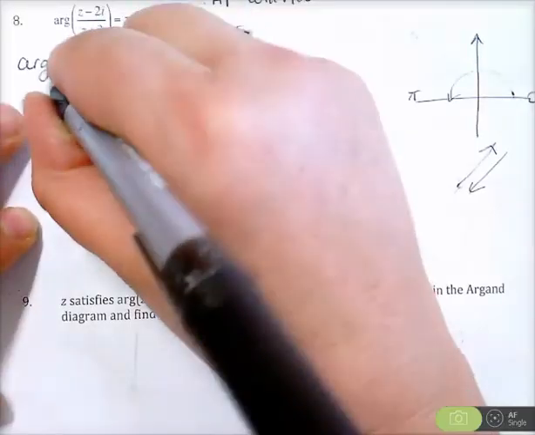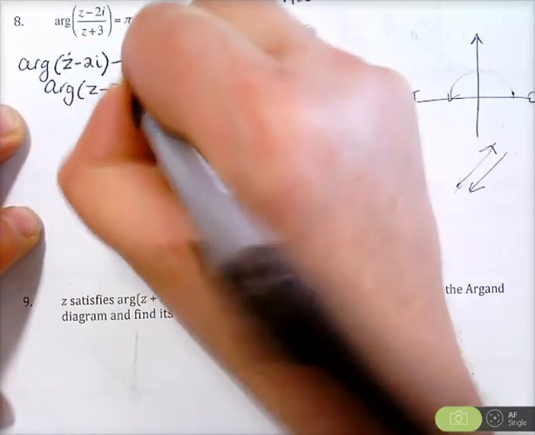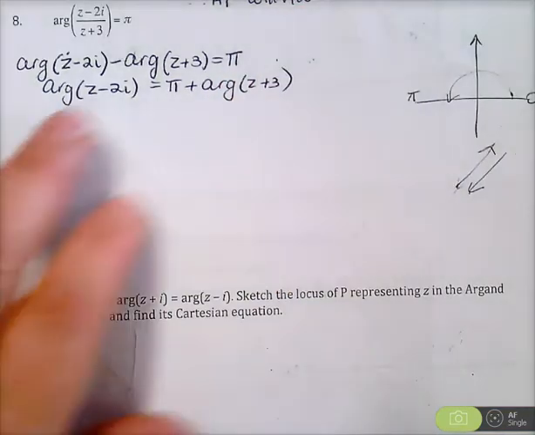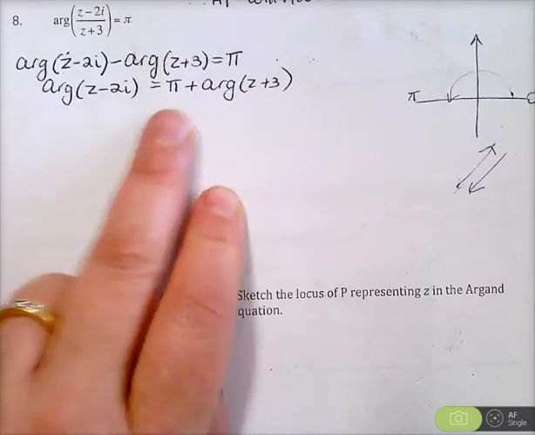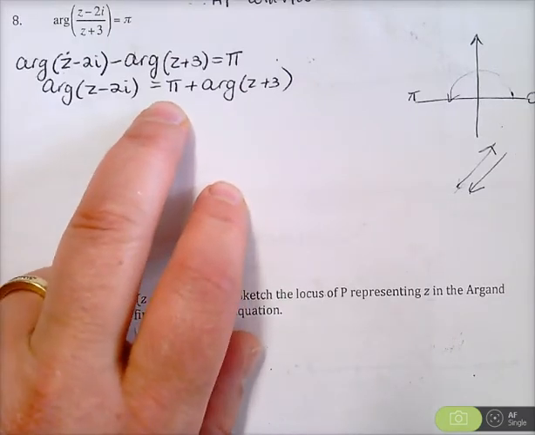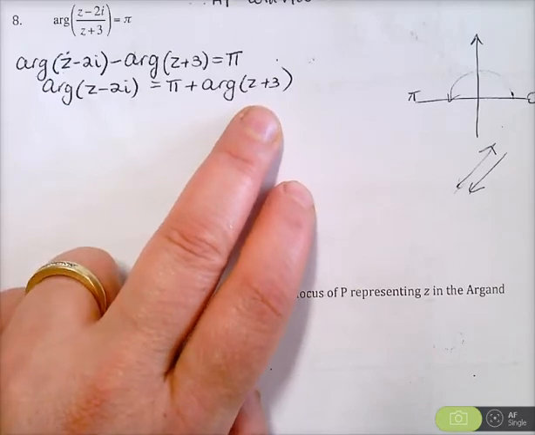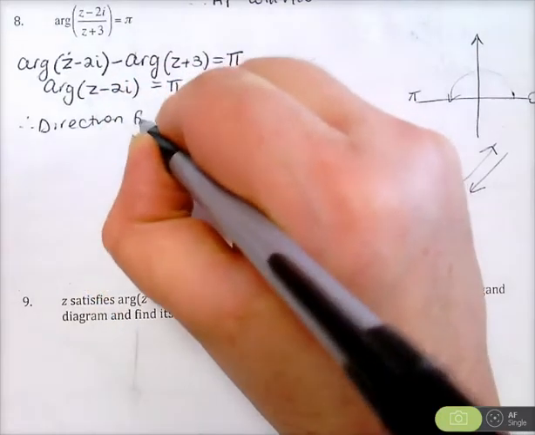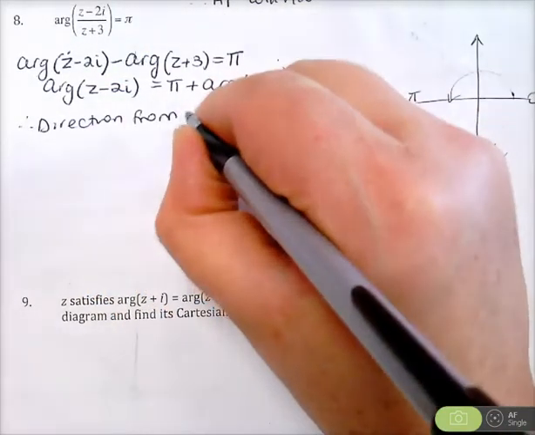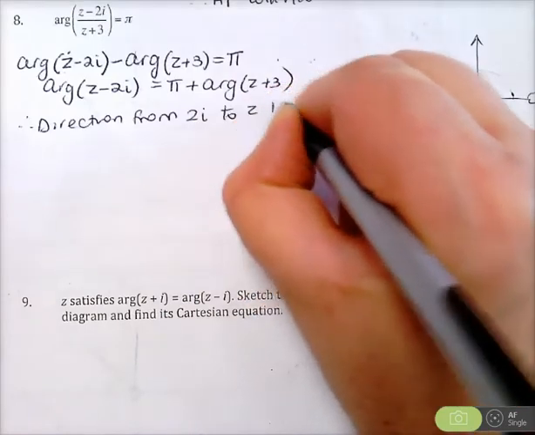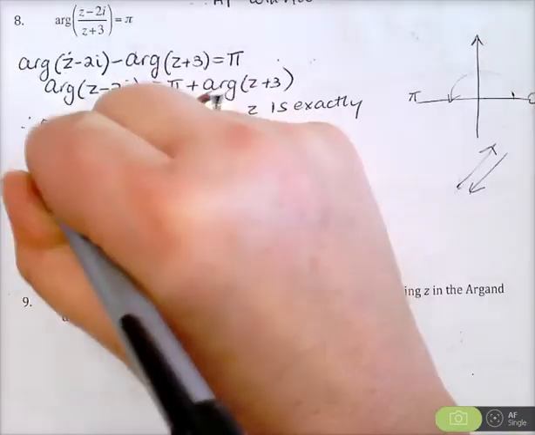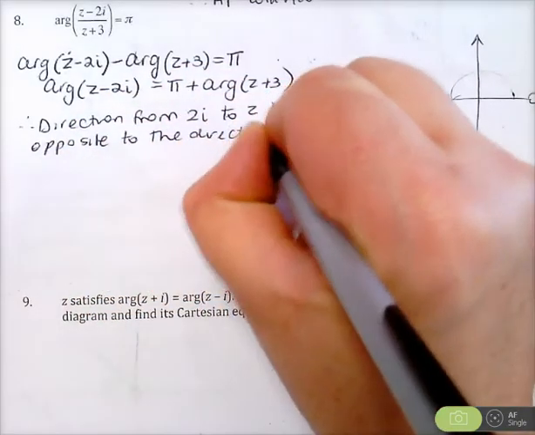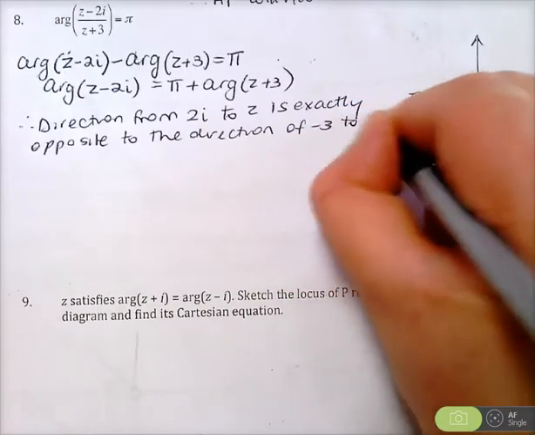So if I write it as that, arg of z minus 2i equals pi plus the arg of z plus 3. So therefore, the first argument of z minus 2i is a 180 degree rotation of the other one. Does that make sense? Therefore, remember arg of z minus 2i is the direction from 2i to z, and it is exactly opposite to the direction of minus 3 to z.